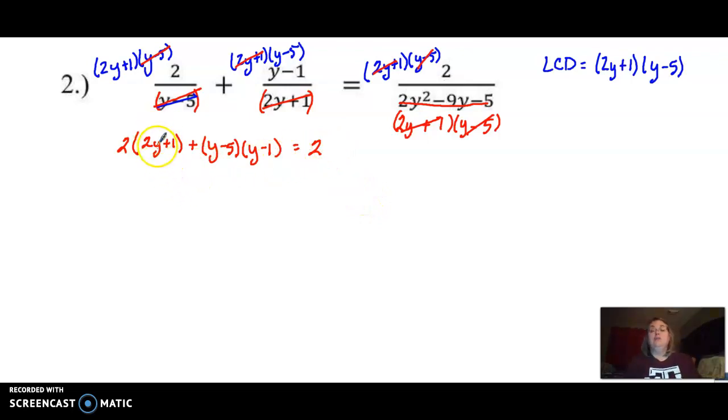So now we do our multiplying. We're going to distribute our 2 and get 4y plus 1. Sorry, 4y plus 2. Distributing here really requires us to do FOIL, so we're going to distribute twice. Distribute with the y and get a y squared and a minus y. And then when we distribute our -5, we'll get a -5y and a plus 5 equals 2.